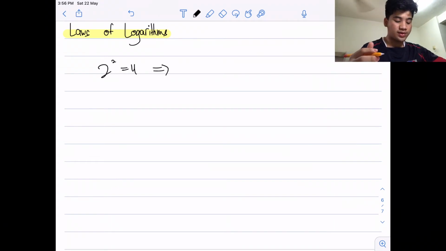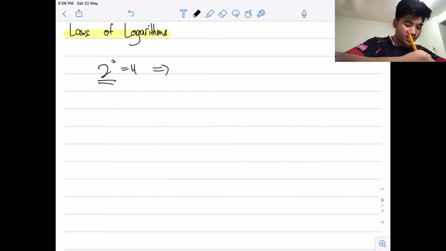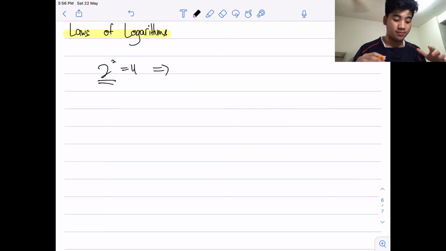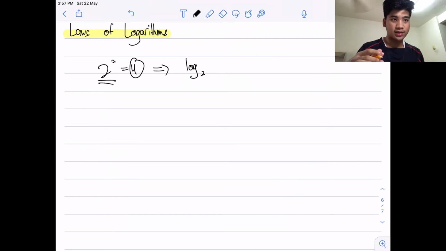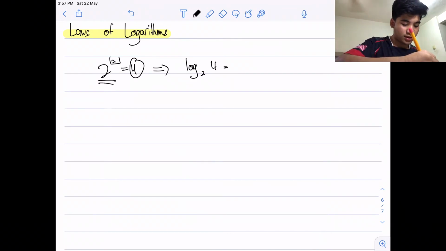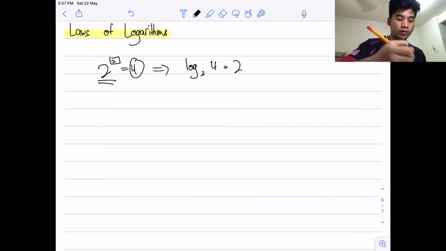So basically the way this works is you take the first number over there as the base number. So that would mean that you become log 2. And you would write 4 over here as the number to be logged. So that would be log 2 4 would equal to the indices over here. So log 2 4 equals 2.